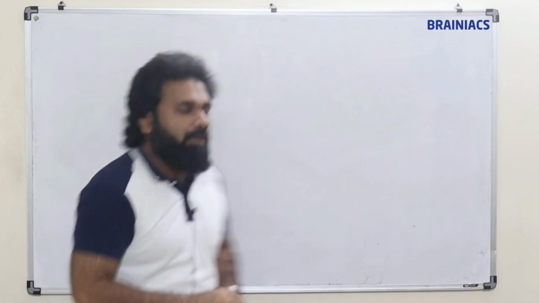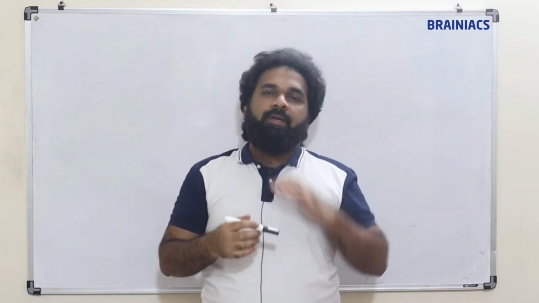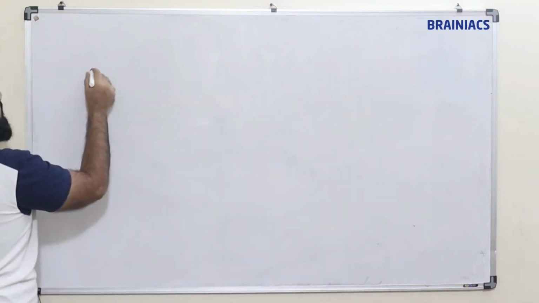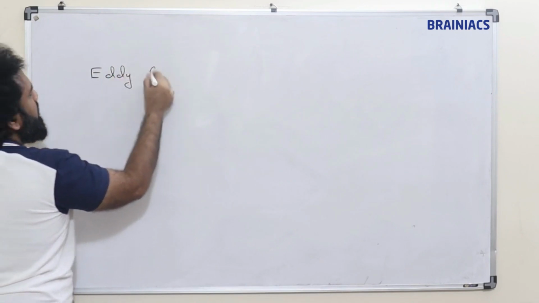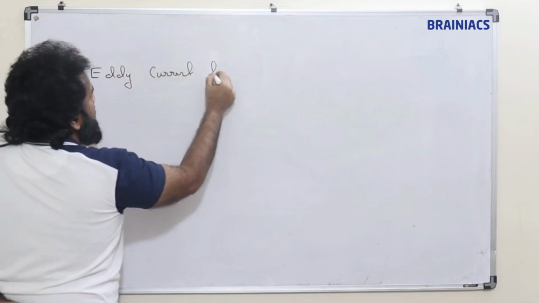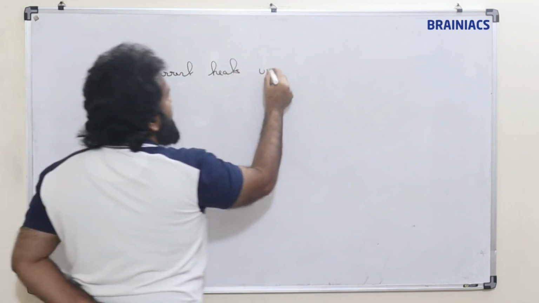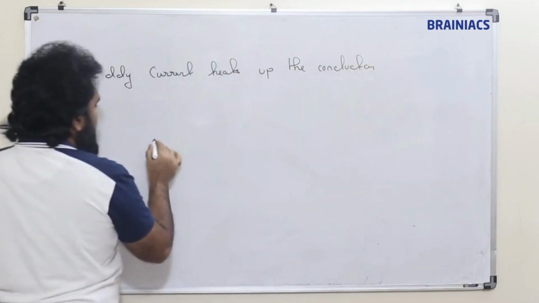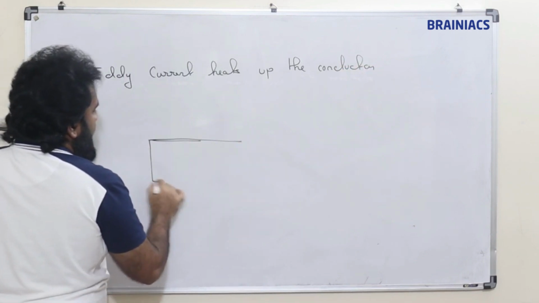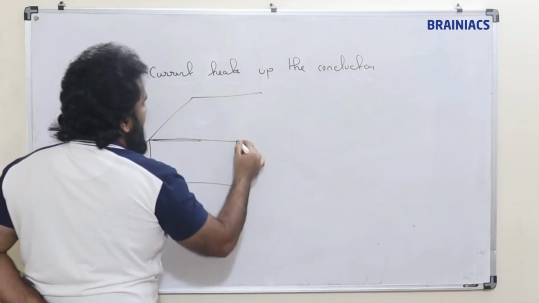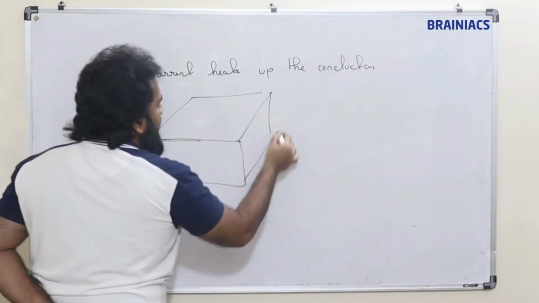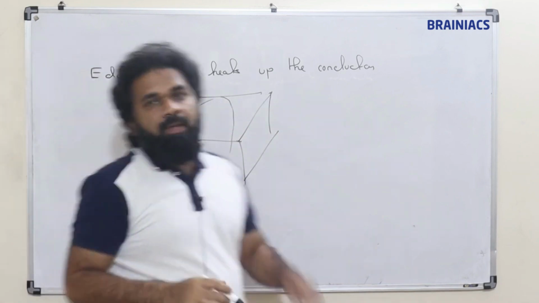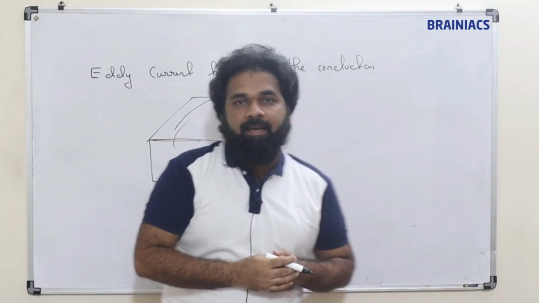Then what is the disadvantage of this eddy current? This will heat up the conductor also. Eddy current heats up the conductor. Suppose this is a body, a three-dimensional body. When there is eddy current, it is going to be everywhere. Three-dimensional flow of eddy current will be there.